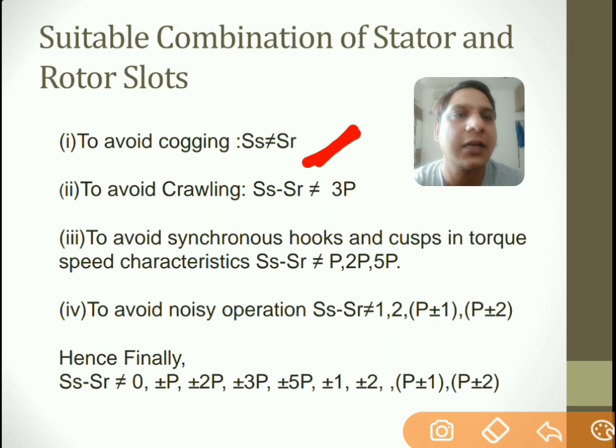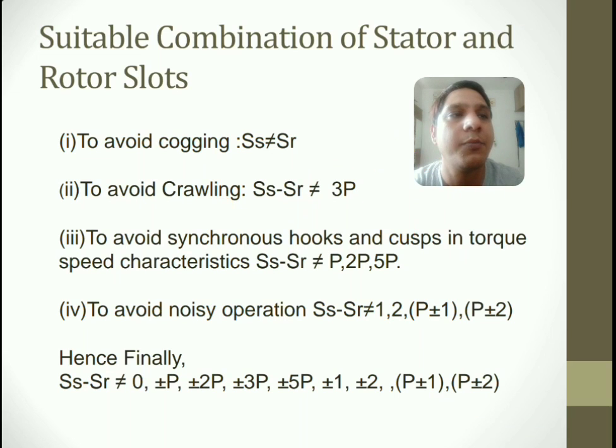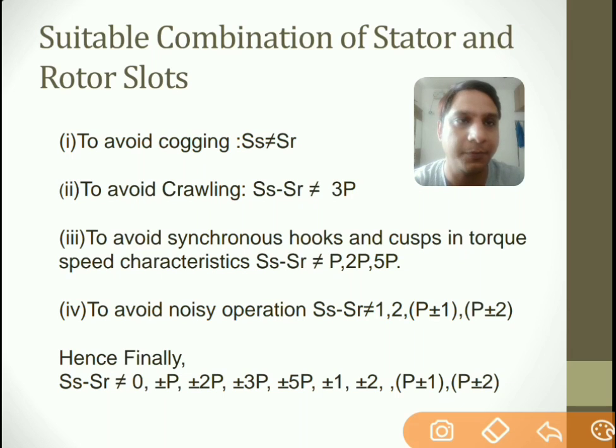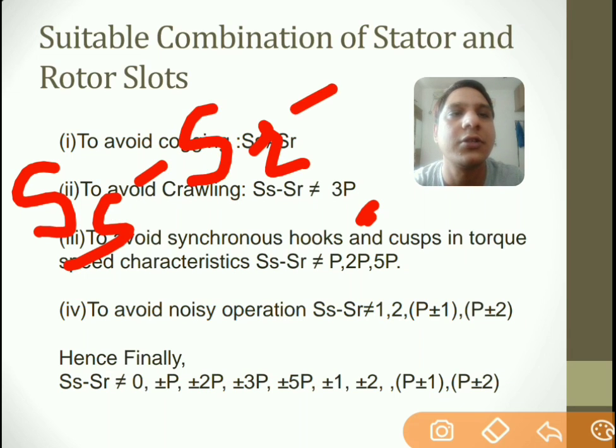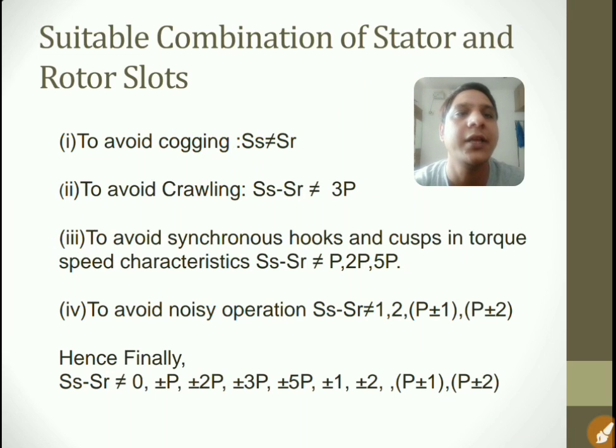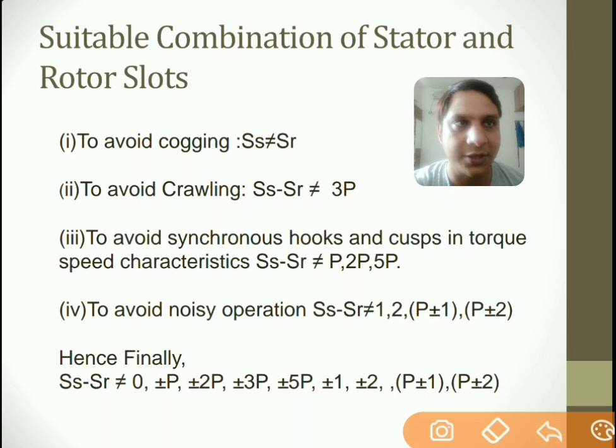Apart from that, crawling is another phenomenon whose meaning we are also going to see in detail in this discussion. If you want to avoid crawling, then the number of stator slots SS minus SR should not be equal to 3P, where P is the number of poles. You need to remember, SS minus SR should not be equal to 3P if you want to avoid the phenomenon called crawling. Why this figure came like this, all these things we are going to see in detail in today's discussion.